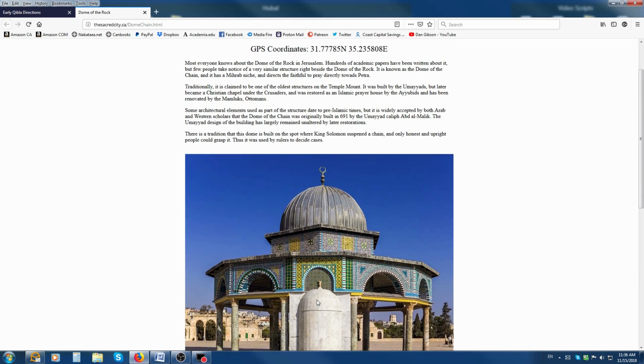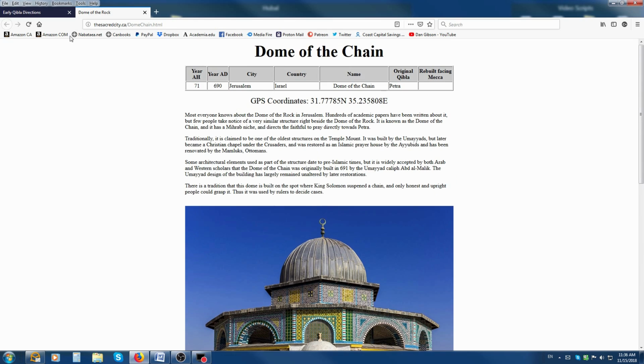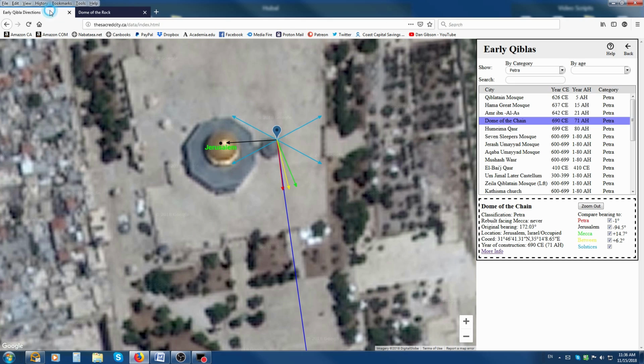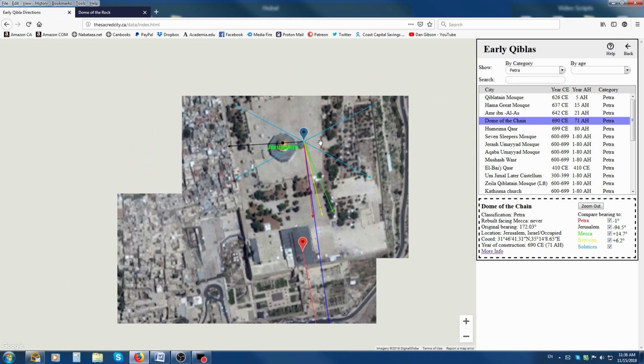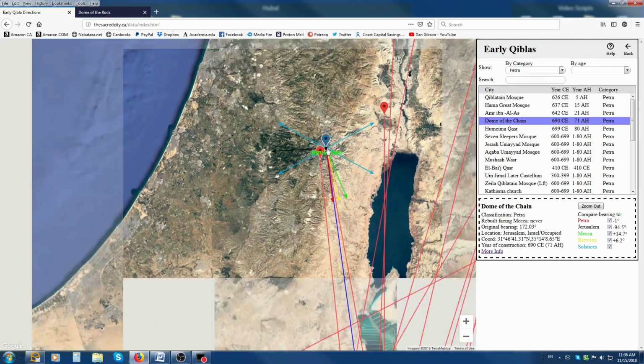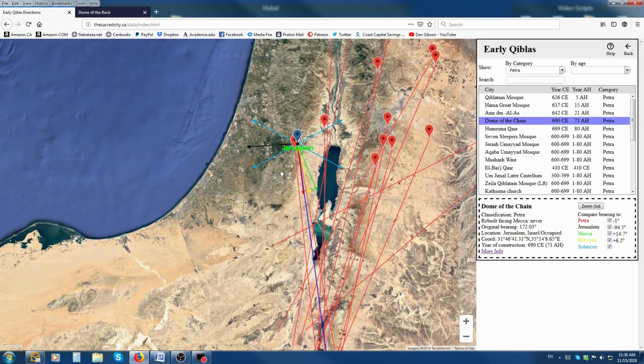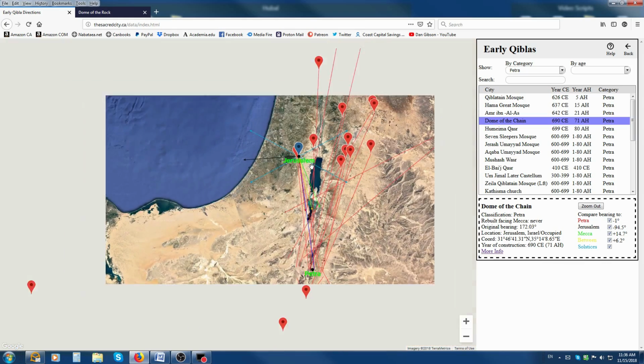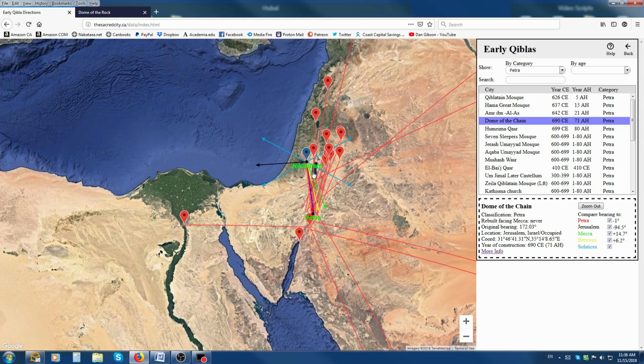Now you can go on the internet and do your own research if you want to find out more. Notice that when I clicked on this find more information, it opened up here a new window. So my tool is still visible. I can go back here and see the tool. So I can then zoom out if I want to see exactly where it points to and so forth. Now I'm only seeing the mosques that point to Petra.